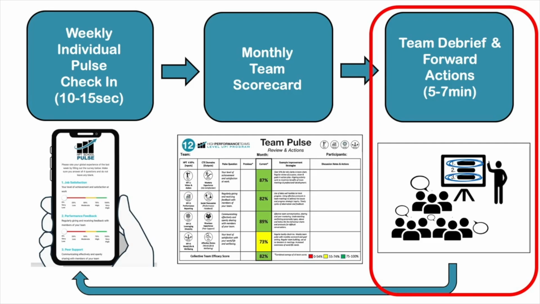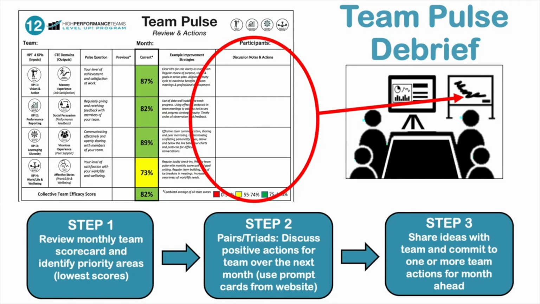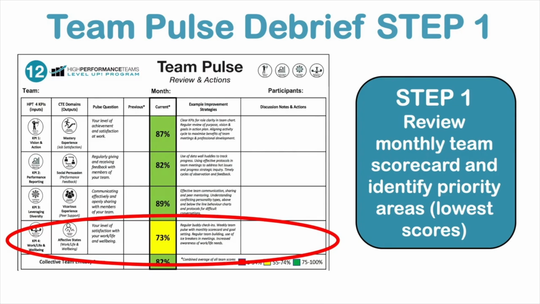The debrief protocol then also runs along a similar line. Step 1, we review our scorecard and identify the priority areas, i.e. the lowest area. In the example here, you can see we know our priority area. It's work, life and well-being. We can see it here.